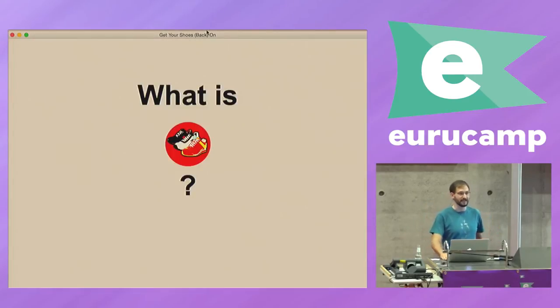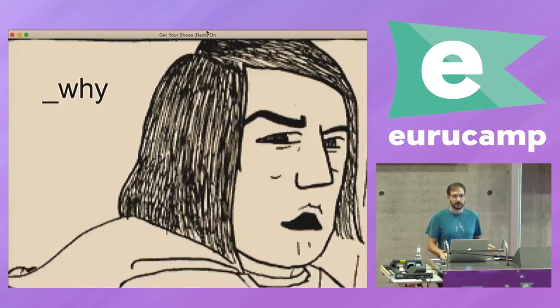So, what is Shoes? Shoes is a GUI library built in Ruby. It's cross-platform, so it lets you write desktop applications that you can run on all the major operating systems: Windows, Linux, and Mac. It was originally written by an enigmatic Rubyist known as _why the Lucky Stiff, who did a lot of different things. You might have heard of his poignant guide to Ruby. He wrote a few other frameworks, but Shoes was one of his biggest contributions.